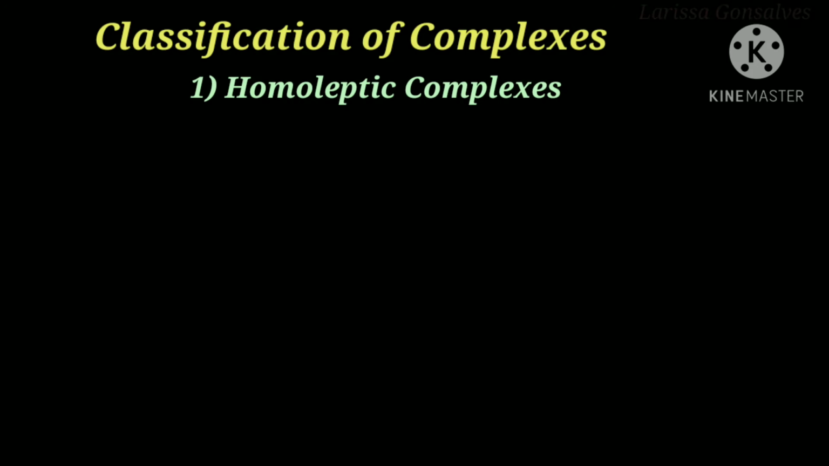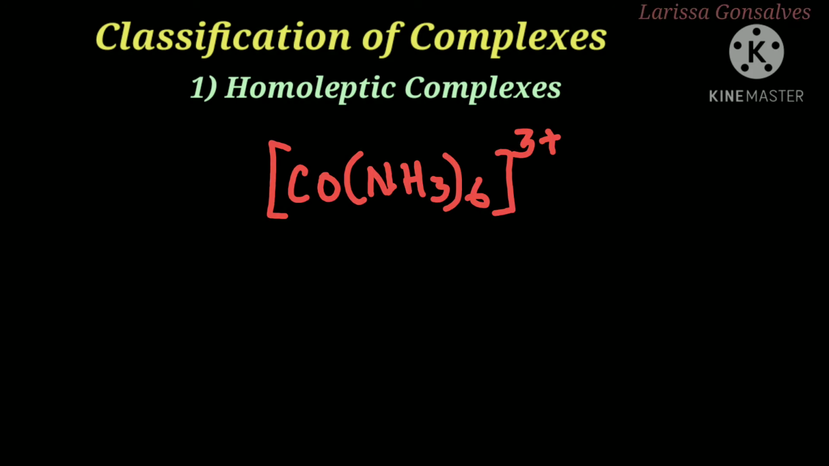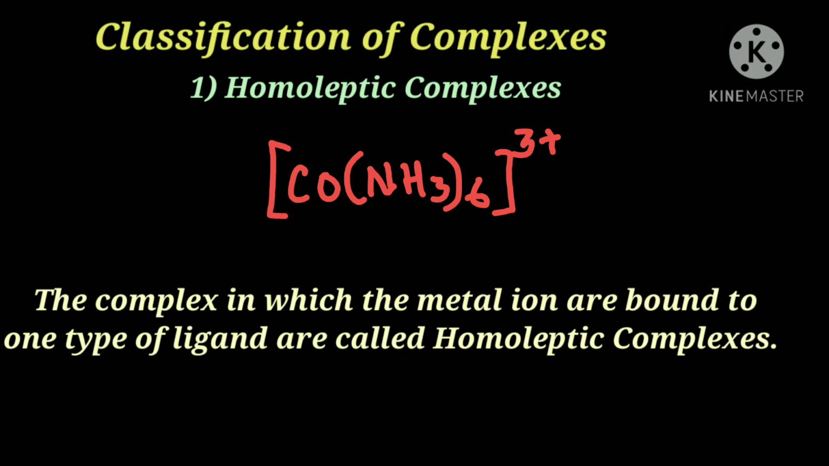Let us consider the example of the coordination compound [Co(NH3)6]3+, the coordination sphere raised to 3 plus. In this coordination complex, there is only one type of ligand, that is ammonia molecule, that is attached to the central metal ion. Hence, the complex in which the metal ion is bound to only one type of ligand are called as homoleptic complexes. From the term homo, it is very much evident that homo means one or same.